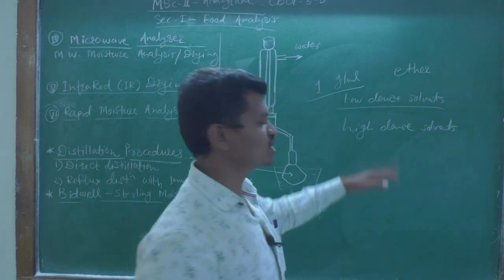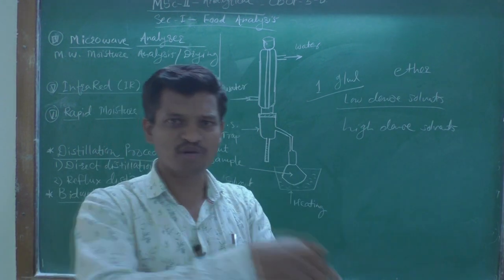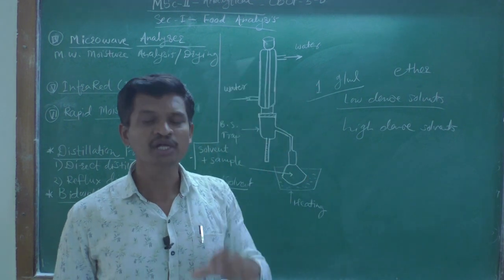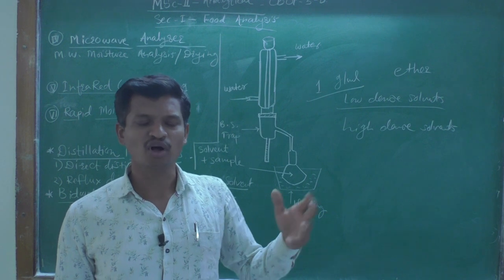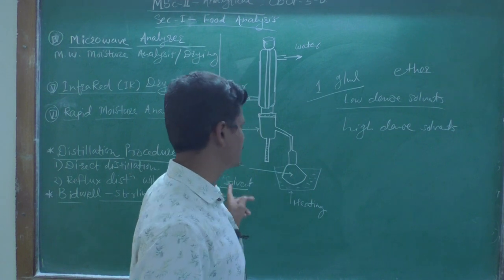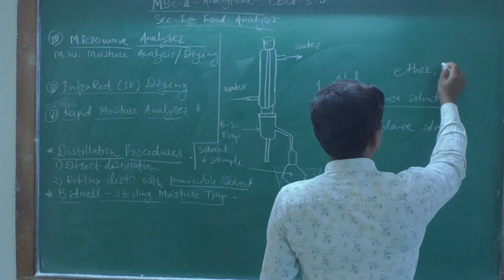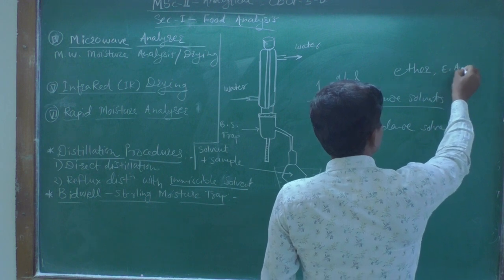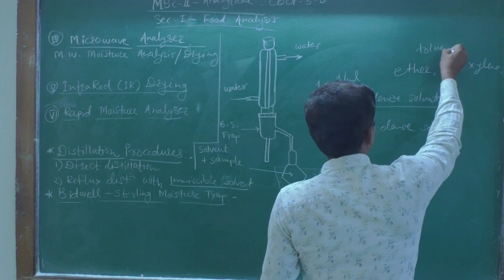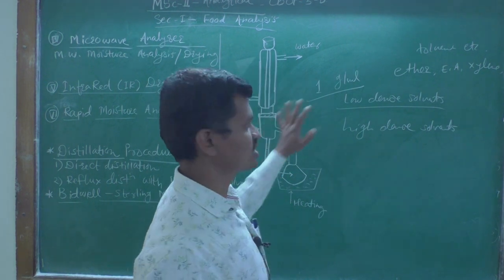The condition is that they must be immiscible with water, so that they should not form a homogeneous mixture of water and that other solvent. So low dense solvents include ether, ethyl acetate, xylene, toluene, etc. These are examples of low dense solvents immiscible with water.